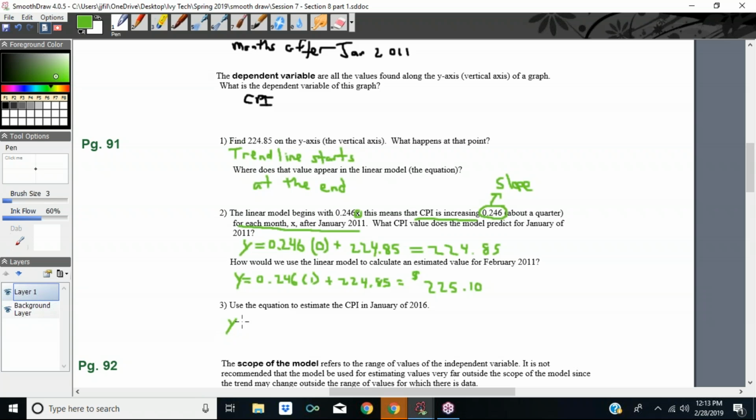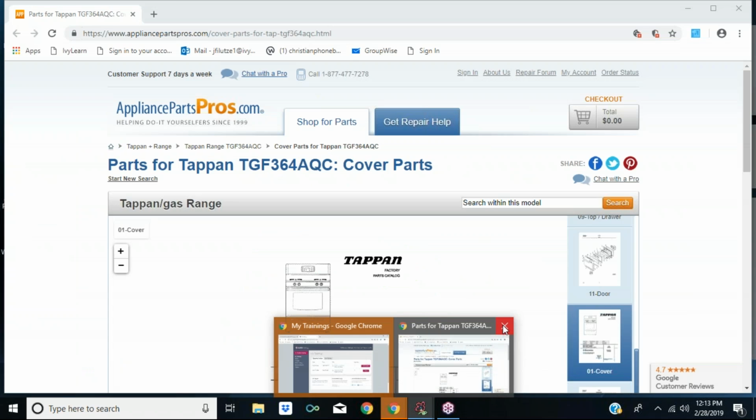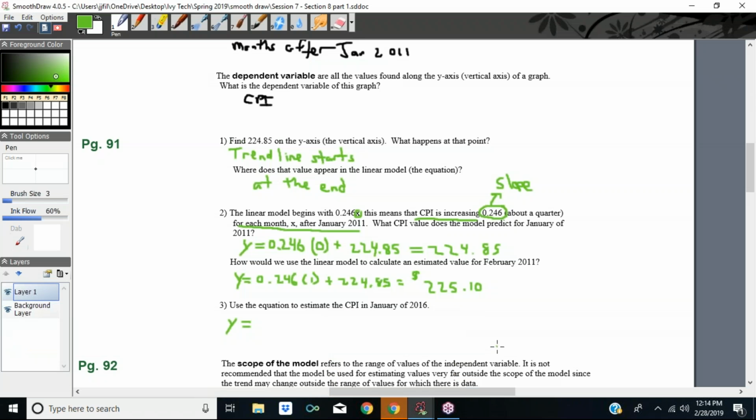And then let's look at this last one related to this set of problems. Use the equation to estimate the CPI for January of 2016. So go ahead and do that. Take a minute here.